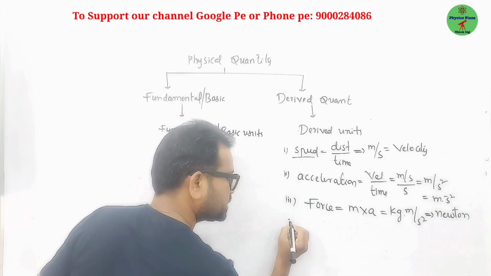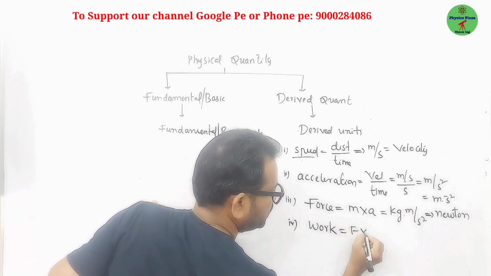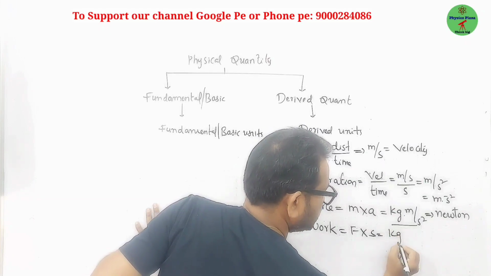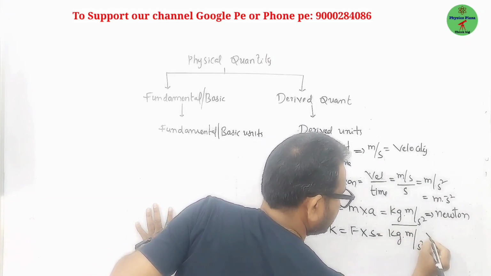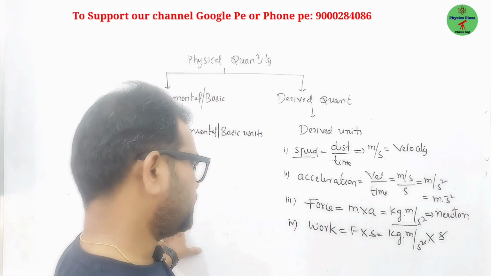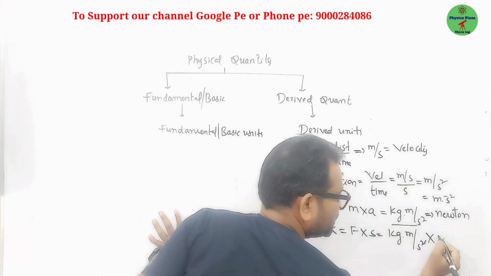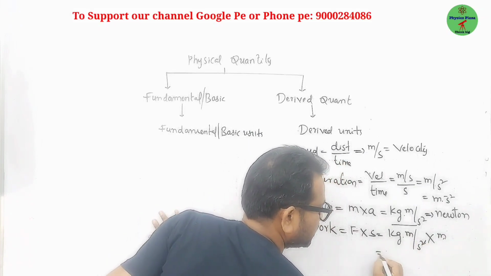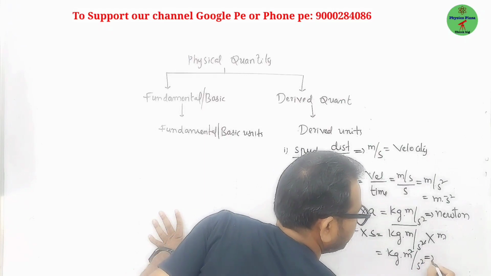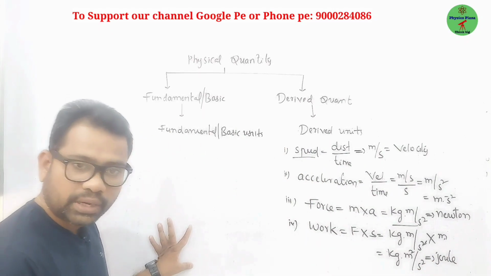Okay. And one more, let us see work. Work is equal to force into displacement. Force is nothing but kg meter per second square, into meter. Sorry, it's not second, it's meter. So it is kg meter square per second square. This one we can call a joule. We can call it a joule. Is the point clear? Fine.